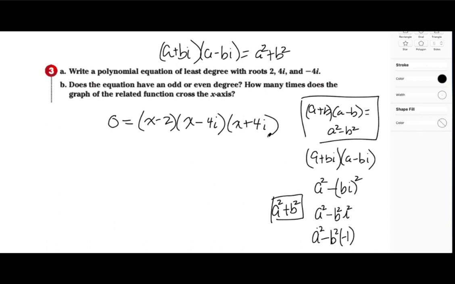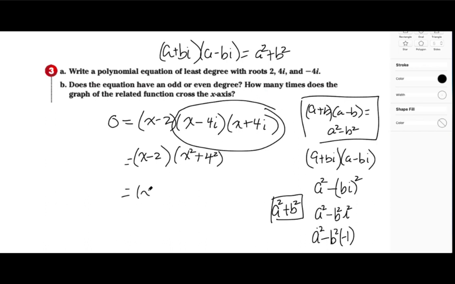How is this going to help us with the problem? Well, we have this situation here. So instead of going through some weird process, I'm just going to say, oh, this is x minus 2. And over here, we end up with x squared plus 4 squared. You see that? Therefore, this is x minus 2 times x squared plus 16. And now this is short work to just multiply all this together to get my polynomial equation.